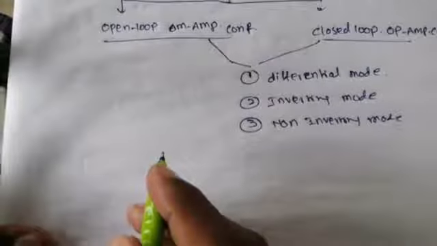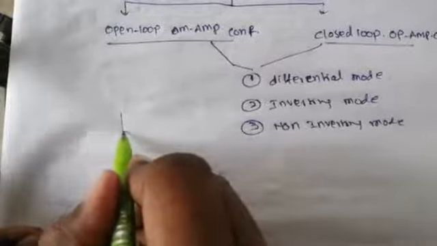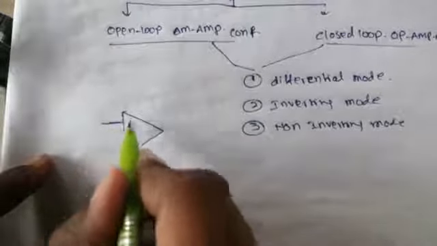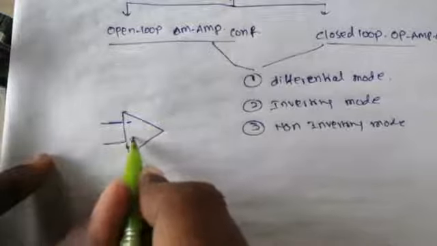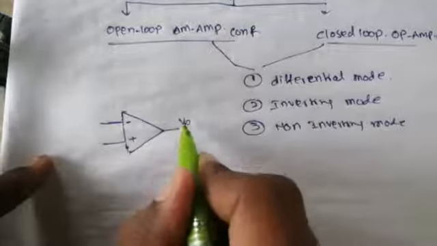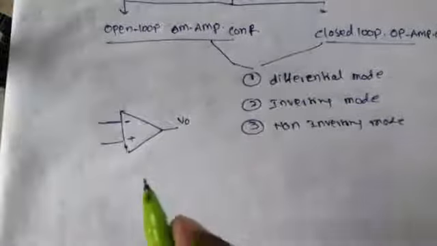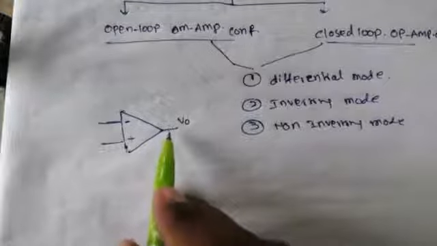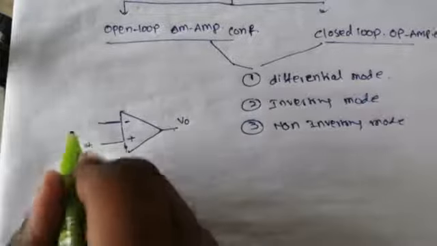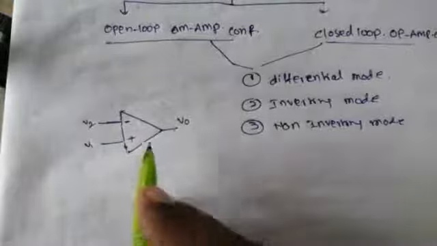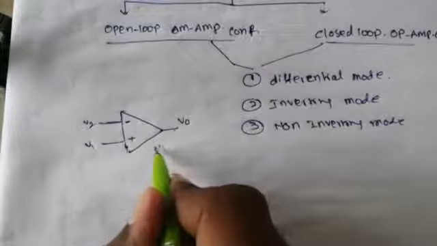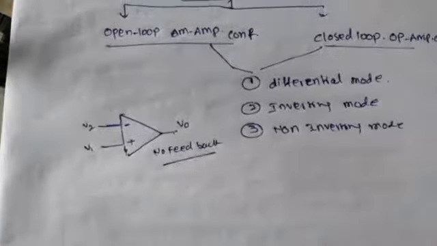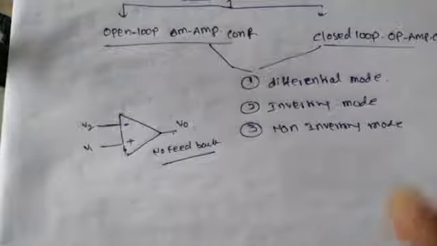It means there is no feedback path. So simply, we have an operational amplifier. Here this is the inverting terminal, this one is the non-inverting terminal. Here is the output voltage. The output does not feed back to the input, meaning there is no connection between output and inputs. This is V1, V2. There is no feedback path from output to the input. This is called open loop.